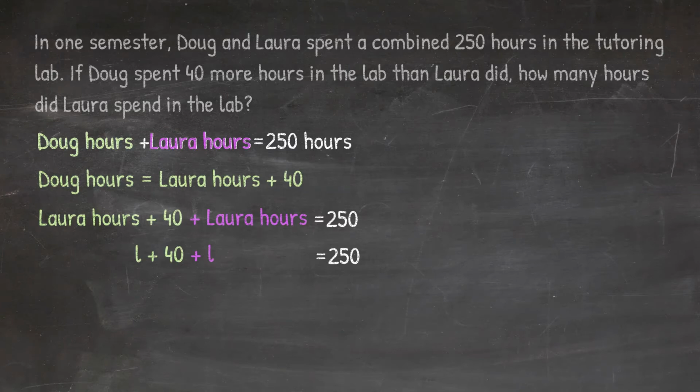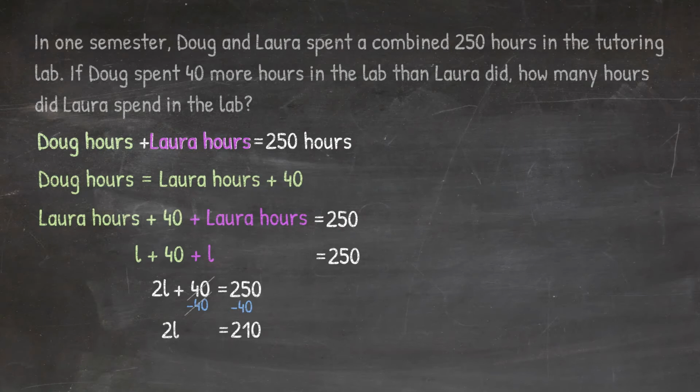And at this point, it comes down to using our mathematical manipulation techniques. So L plus L equals 2L, plus 40 on the left-hand side equals 250. Let's now isolate 2L on the left-hand side. Let's first move the operation of addition to the right-hand side. And the way we do it is by neutralizing plus 40 by subtracting 40, and we do that on both sides of the equation. As a result, we have 2L equals 250 minus 40, or 210.